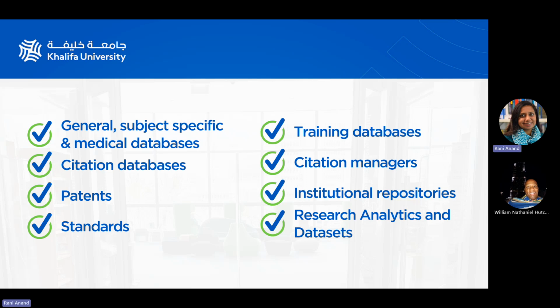Then there are patent databases. Patent databases are mostly not subscription-based. There is Google Patents, USPTO, the US patent database, and Espacenet for UK patents. For these databases, there is no need for a subscription. They are freely available through the internet.